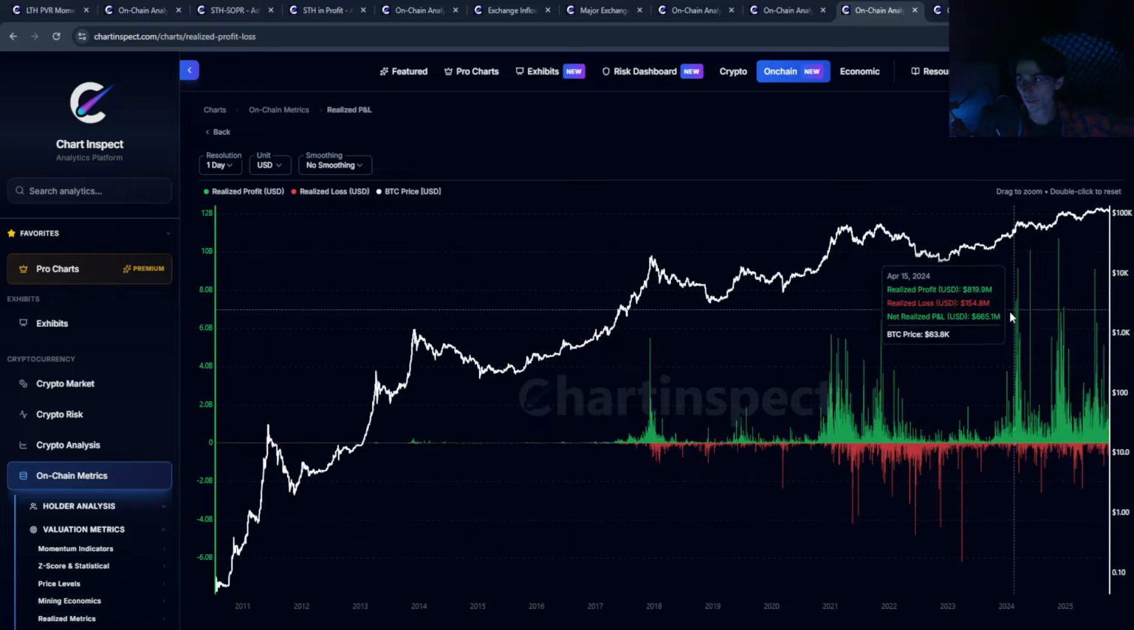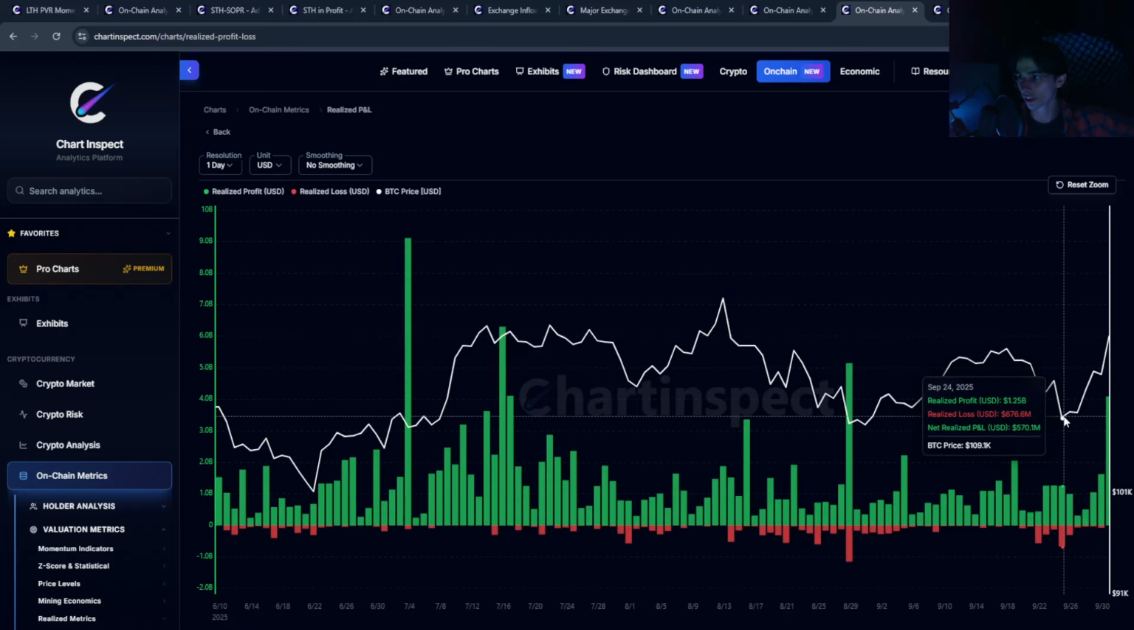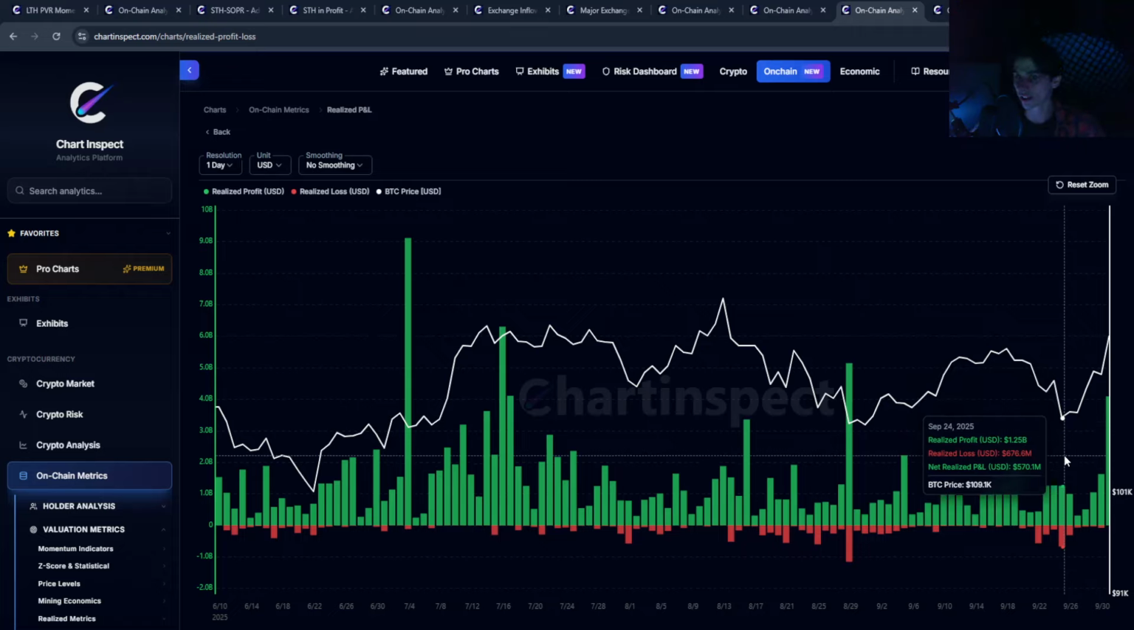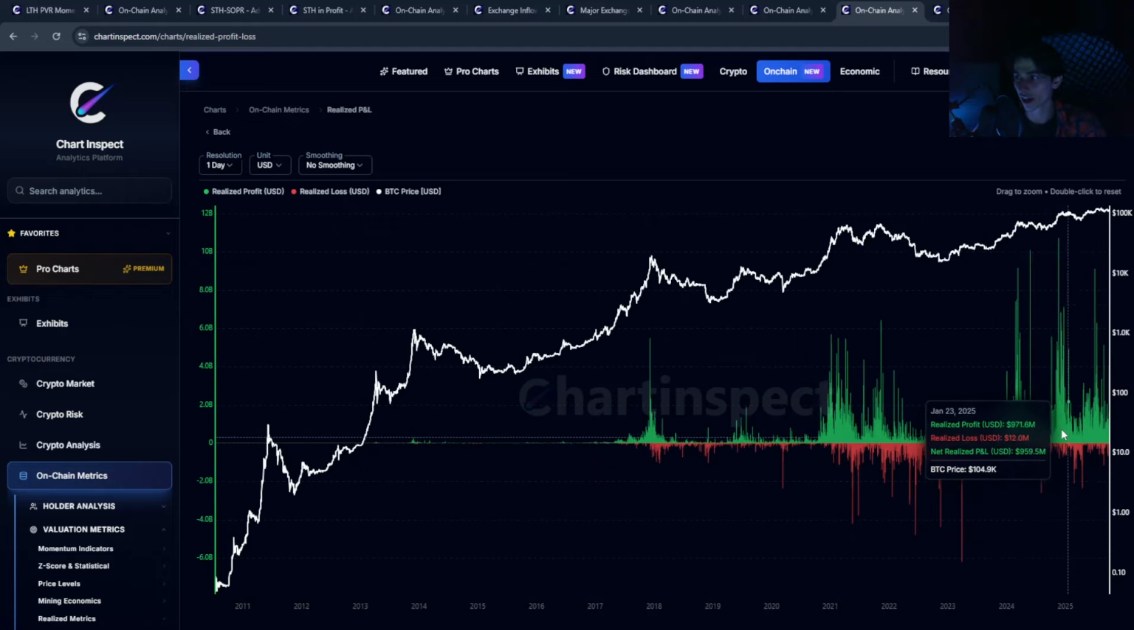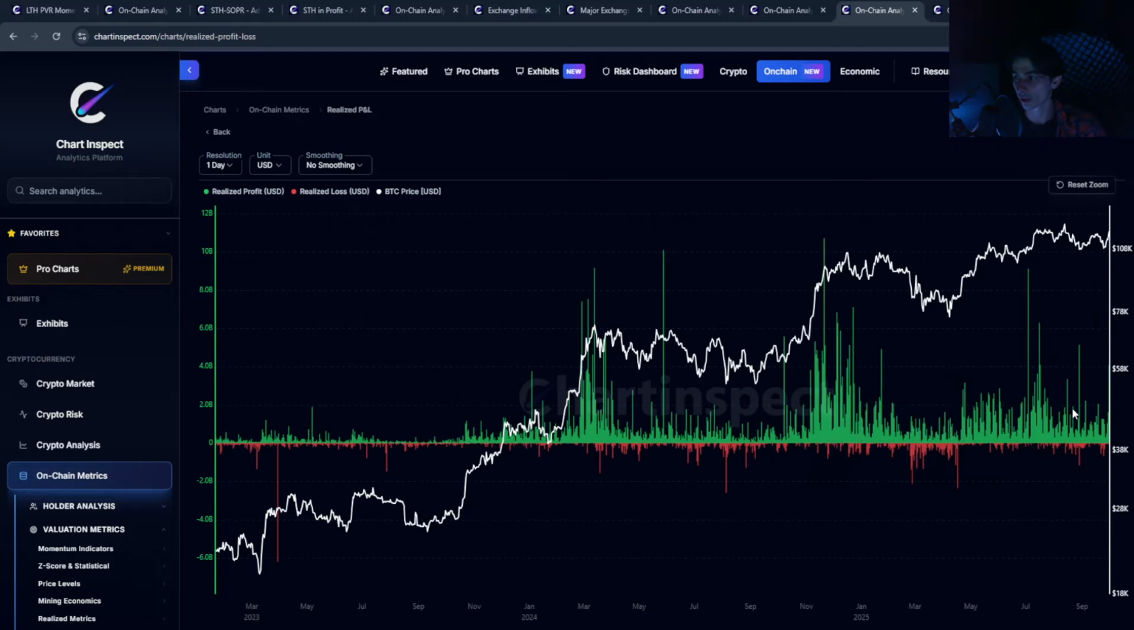And during this volatility down to 109K, we saw something somewhat interesting. During the drop, we saw realized losses spike to around 700 million, around 900 million total if you count both of these days, September 24th and 25th. That sounds like a lot in realized losses, but it's really not in terms of the entire history of Bitcoin, especially during this bull market here.